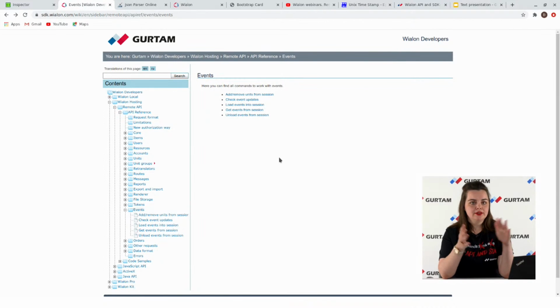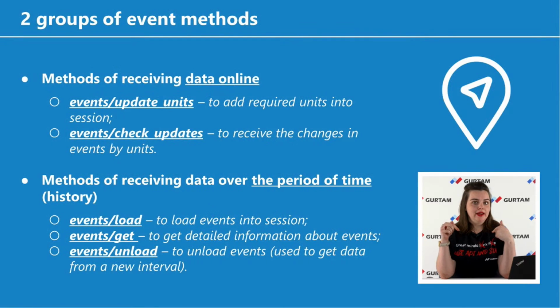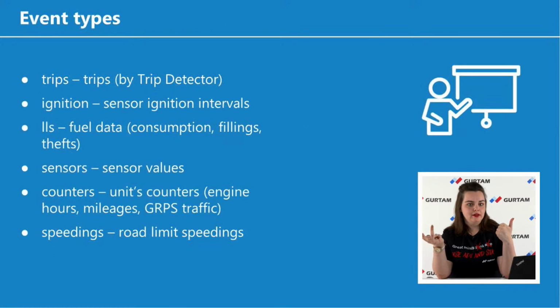Events method types, we can divide into two groups: methods of receiving data online and methods of receiving data over a period of time, the history period. So let's look at the methods of receiving data online. As I already said, events are generated in real time based on detectors and messages received from the devices. Events are calculated in the backend, in the background, and it allows you to work with them online. So we can get current events which are happening at this moment, for example, the current trip of a unit.